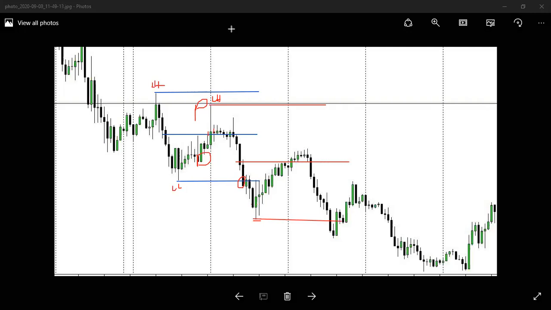So what does this mean? This is your premium, and all of this is your discount. So wait for price to come back to premium. Once it's in premium, then you can look for a sell. We are also looking for a new lower high. Remember, lower low, lower high, lower low, lower high, lower low. So we are looking for a lower high in premium.